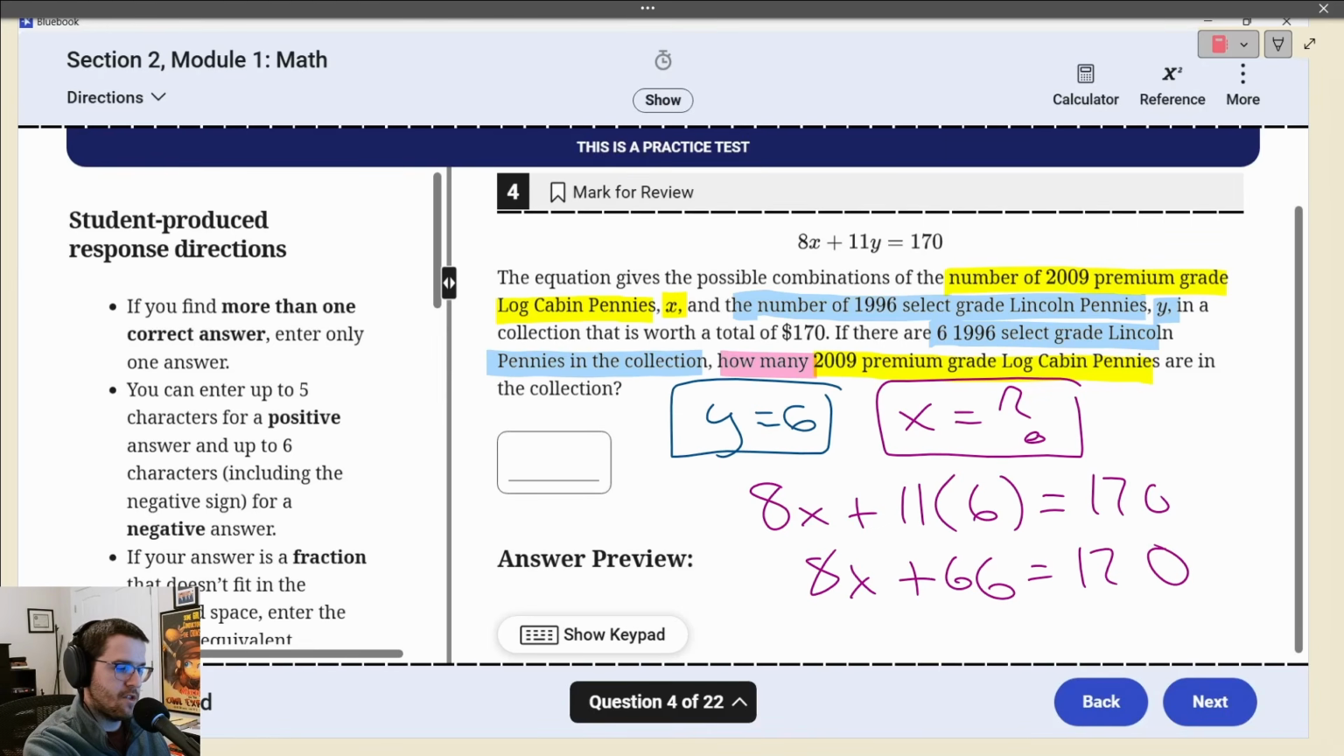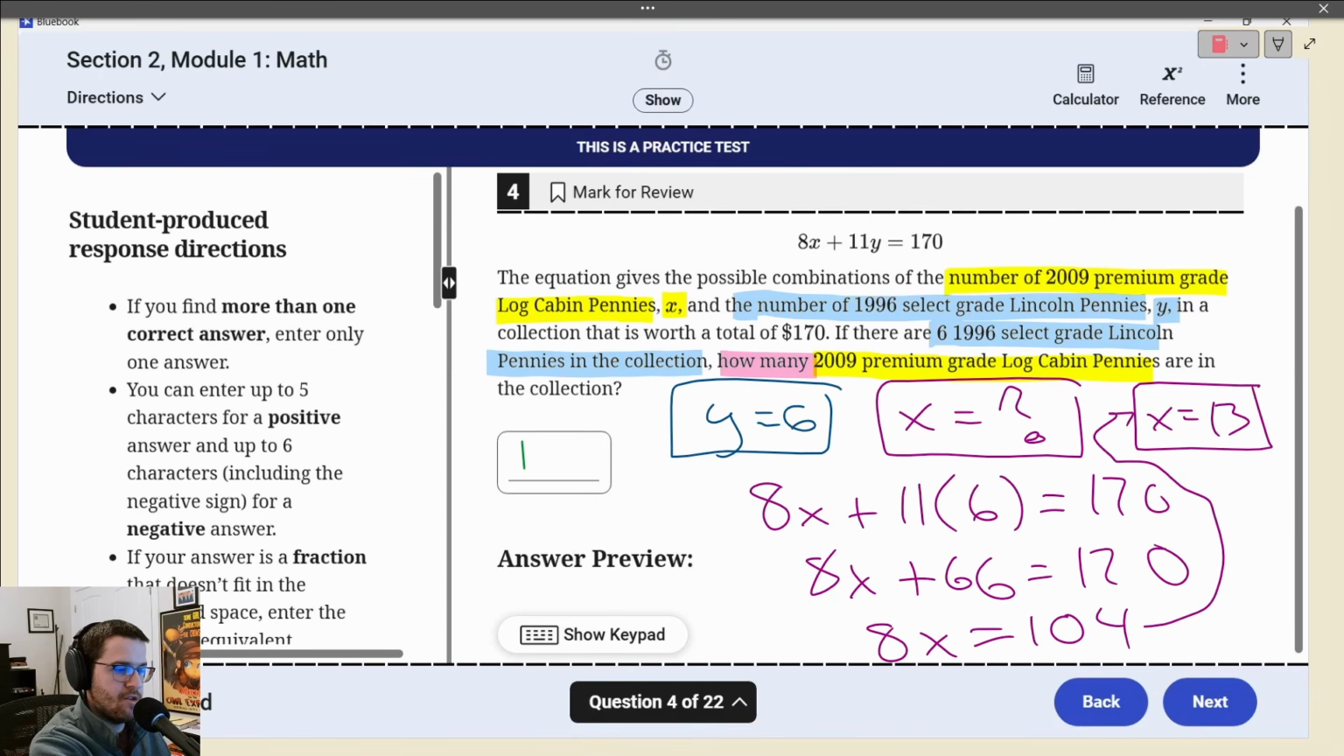170 minus 66 is 104. We get 8x equals 104. And now we divide both sides by 8. And we should get x equals 13. And that is the answer, 13 of the log cabin pennies. I think we're 4 for 4 so far.